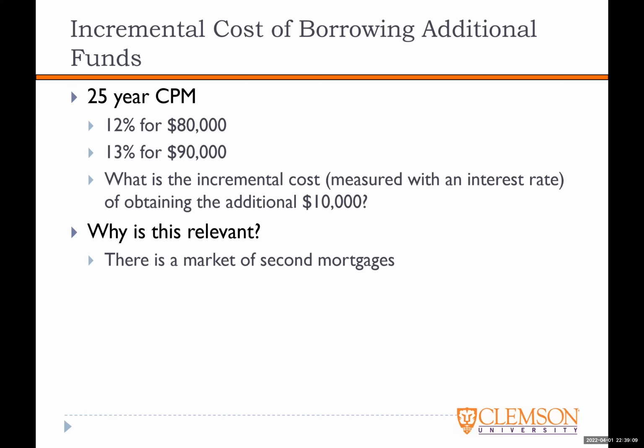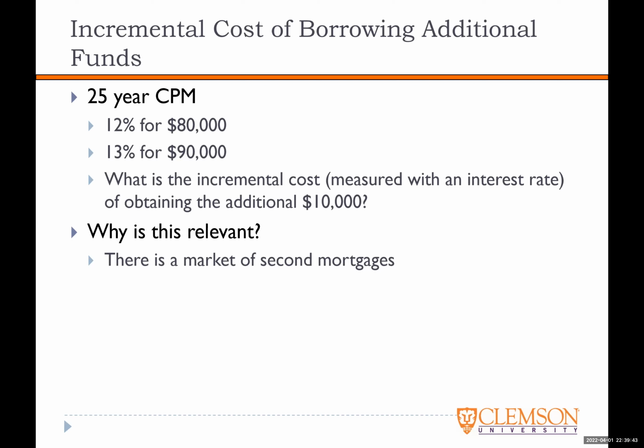In this video, we'll learn about how to calculate the incremental cost of borrowing additional money. So let's look at a simple example. We have this fixed rate mortgage for 25 years. So we have two options. You can borrow $80,000 and the interest rate is 12%. However, if you want to increase the borrowed amount to $90,000, the interest rate is 13%.